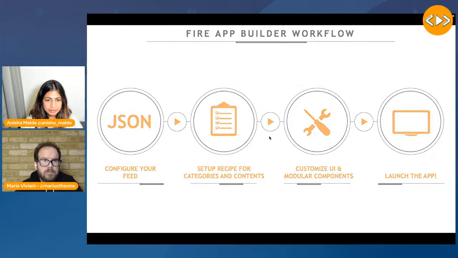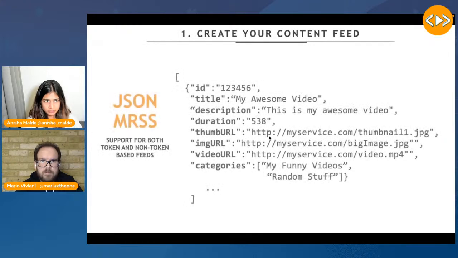So let's take a little bit of a deeper look into each of those steps that I talked about. The first being creating your feed. On screen is an example of content to show you what a typical media feed would look like, with your media ID, titles, images, etc. And Fire App Builder is able to parse feeds that are JSON or MRSS XML based.